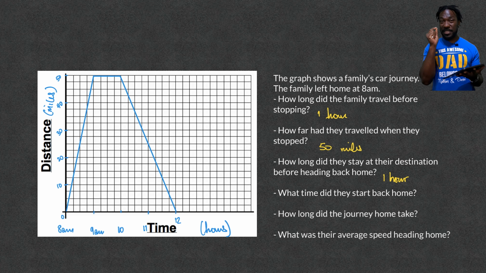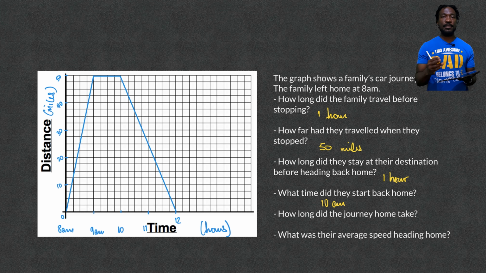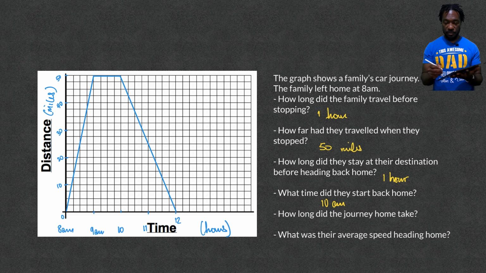Now, this is a really specific question about the time, okay? So it looks like they started back home at 10 o'clock. So that's going to be 10 a.m. Now, make sure you look at your question. If it's written in 24-hour time, then the time that they headed back home would have been 1000 hours like that. But because it's written as AM and PM, 12-hour time, we're just going to say 10 a.m. You have to put that AM in.